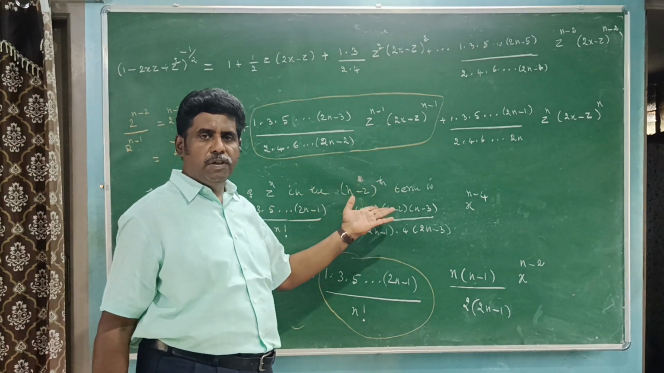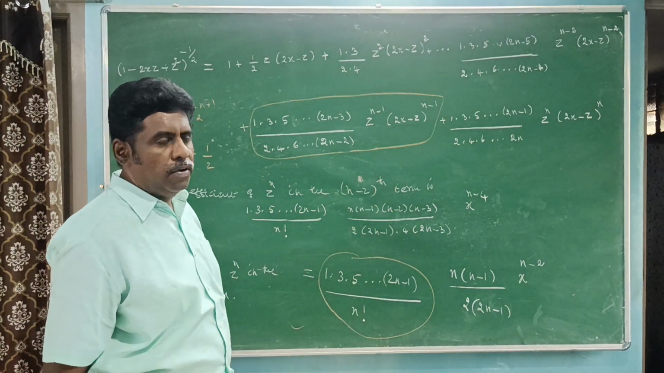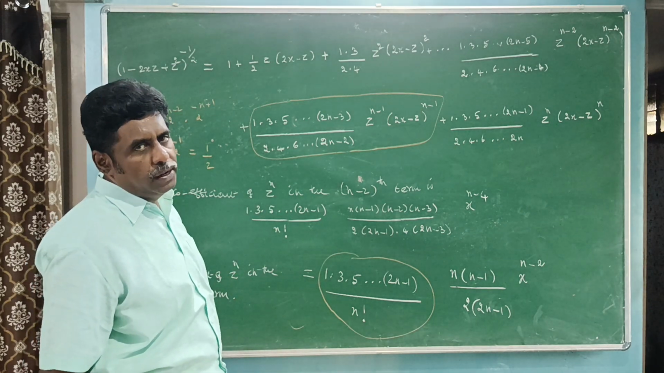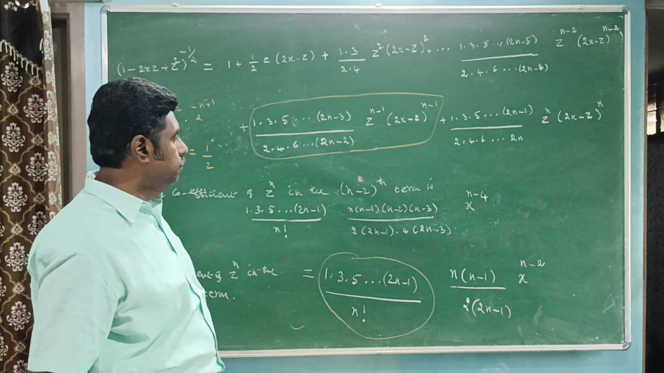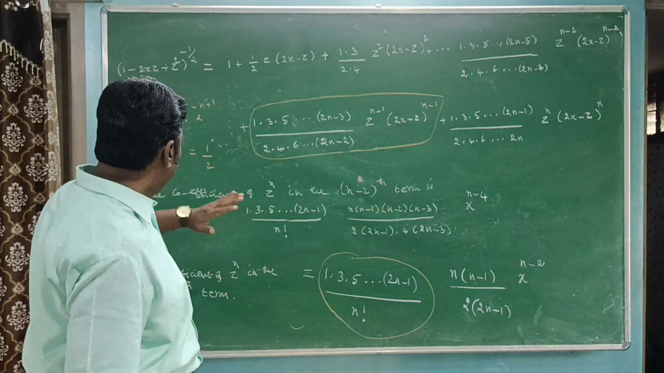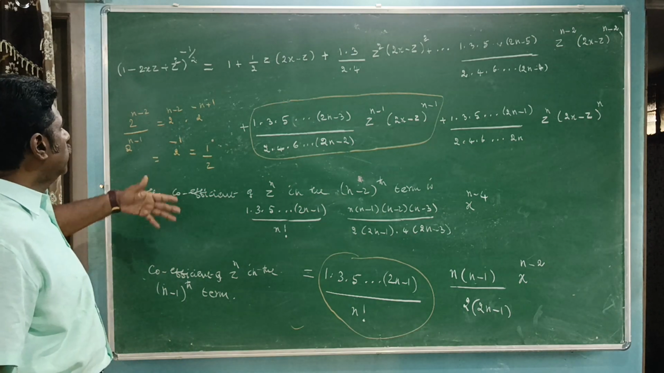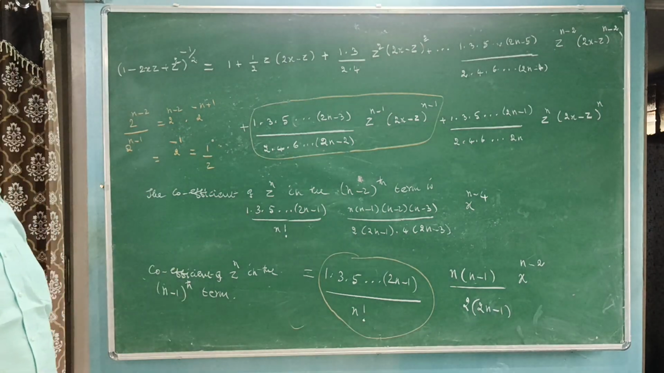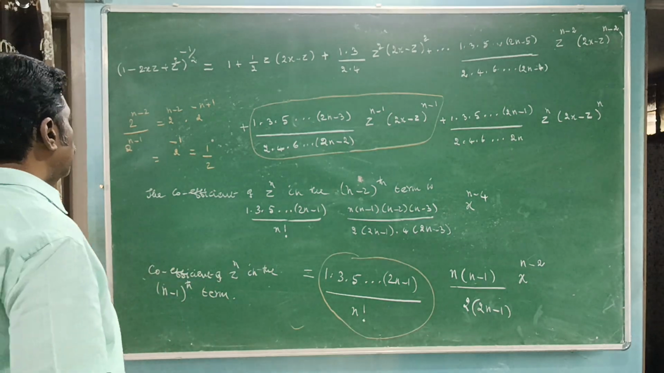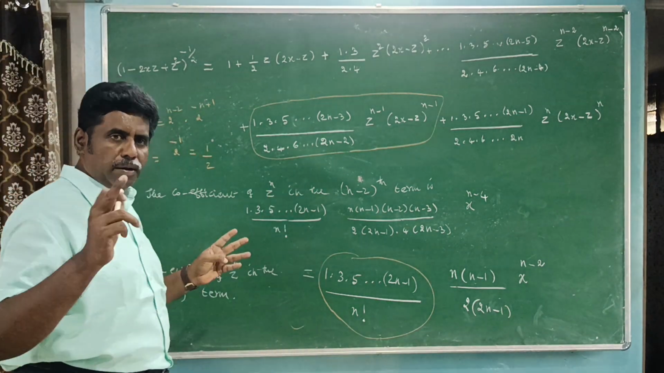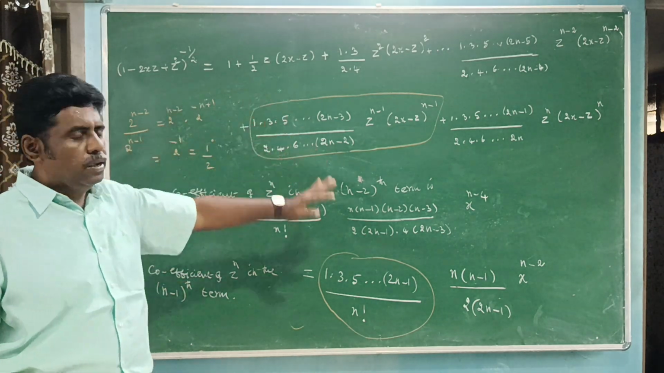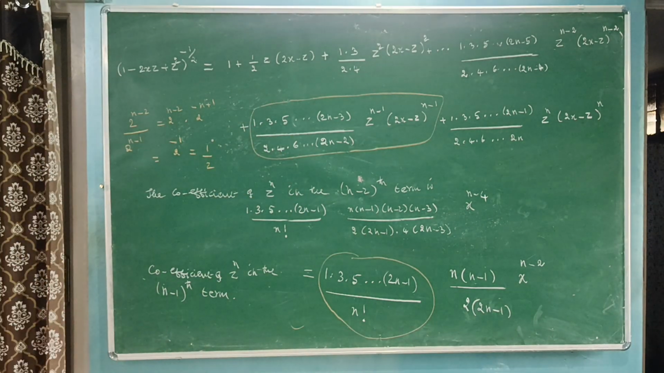We can do the same method we have adopted to find out the coefficient of z power n in the n minus 1th term. But no need for it, just write down as such. Now we have to combine all the terms in our generating function. That is the coefficient of z power n corresponding to the nth term, n minus 1th term and n minus 2th term. We have to substitute all the values in the generating function equation. Now we will carry out.